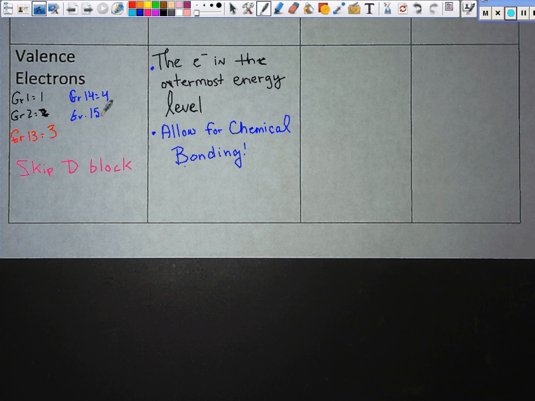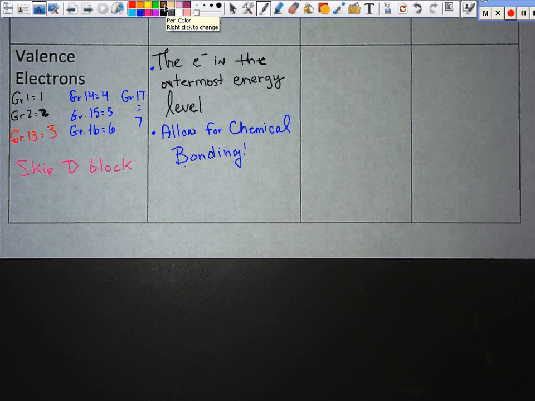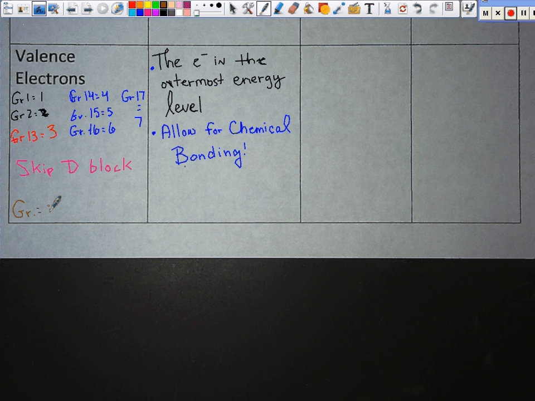There's one more thing that I want to add to this, and hopefully you got enough room to do it, and I'm going to do it in brown, and that is the charge. Now the charge necessarily doesn't, but it does have something to do with the valence electrons, and this is just something for you to know, because you're going to have to know it next chapter anyways, okay? So group 1 has a 1+ charge, okay? Group 2 has a 2+ charge.